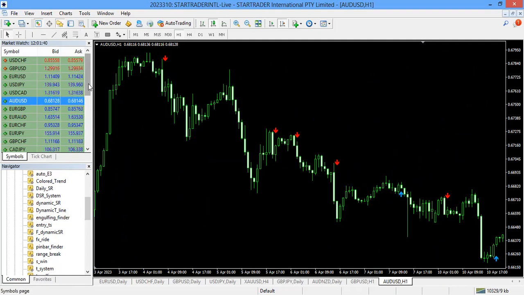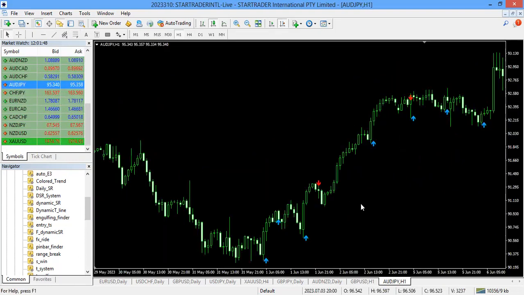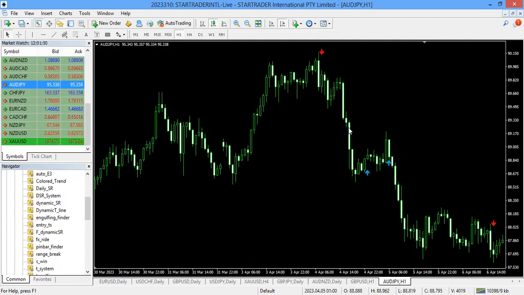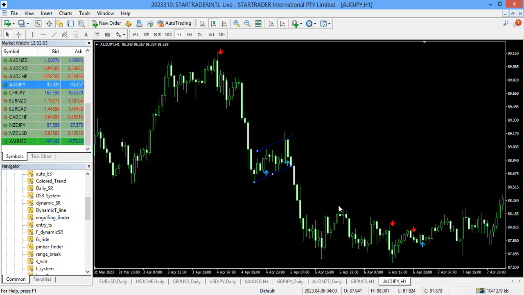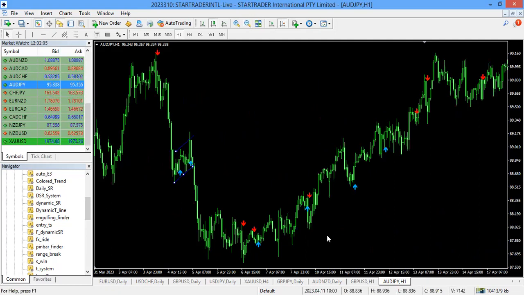Let me look for any other pair. Let me look for, let's see, Aussie yen. Okay, this played out. Of course, you discover this is a flag. So that's why I said you need to identify your trend. You need to identify this is a bearish flag, so you shouldn't have traded this. You just look for your trend and know what you're looking for.